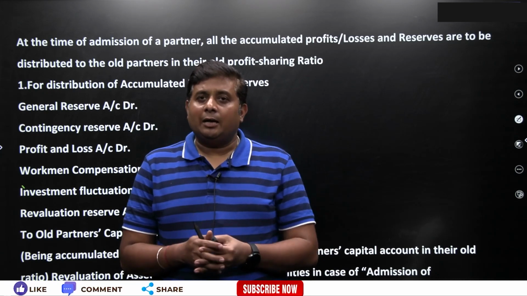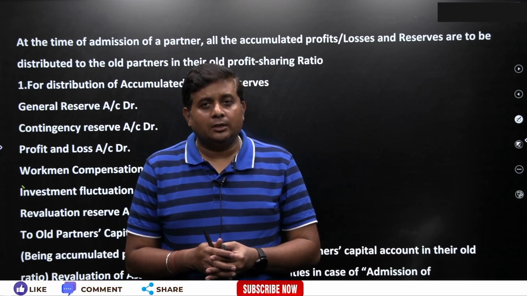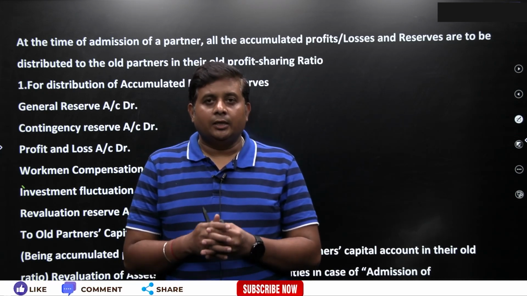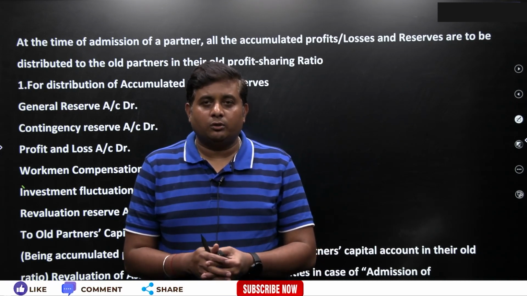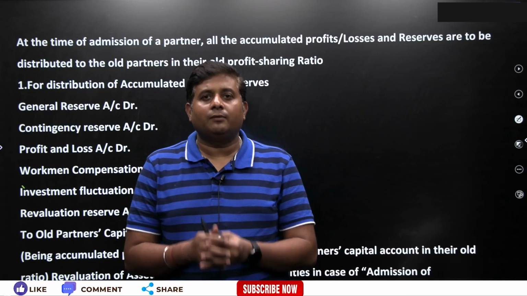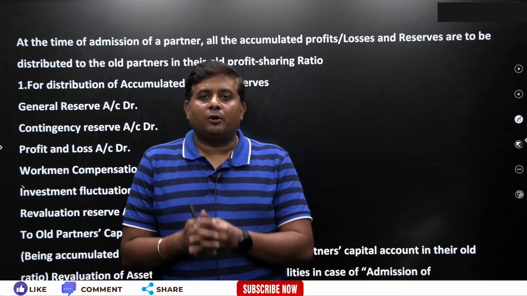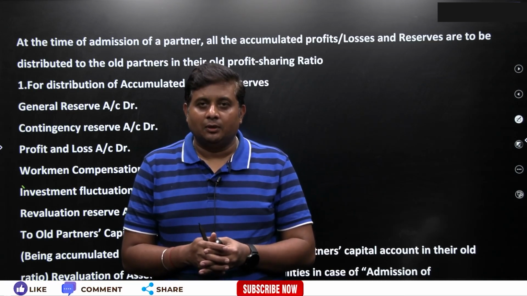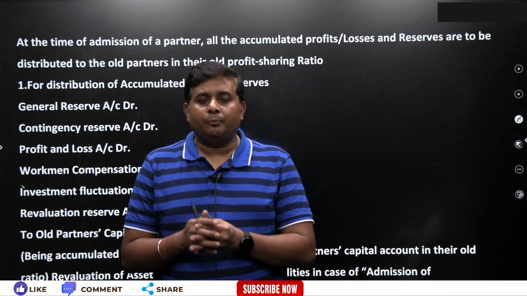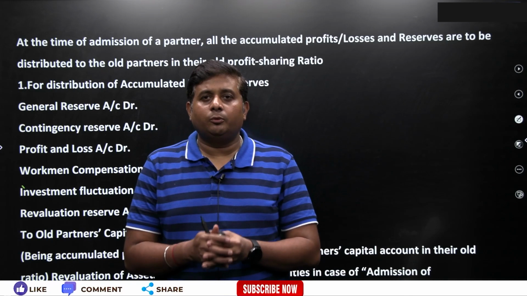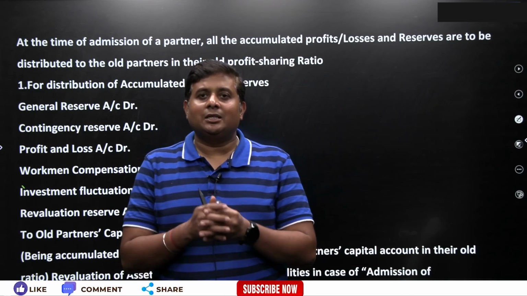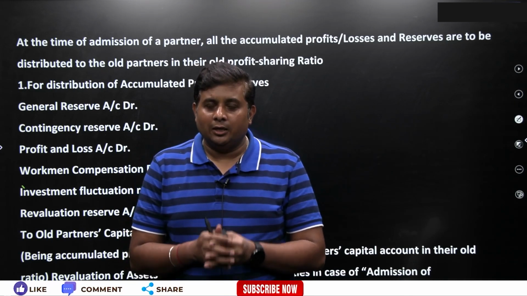It is given on the liability side of your balance sheet. And what are those reserves? They are general reserve, which can also be called reserve fund, contingency reserve, investment fluctuation reserve, workman compensation reserve, revaluation reserve, and profit and loss account credit balance. The journal entry is: accumulated profits and reserves account debit to old partners' capital account, and it is distributed to the old partners in their old profit and loss sharing ratio.